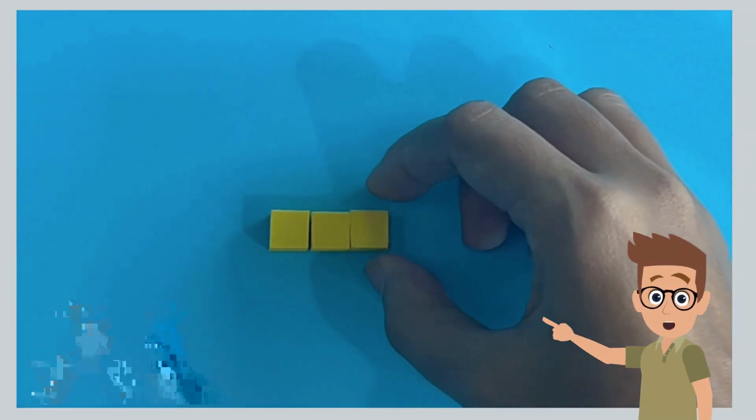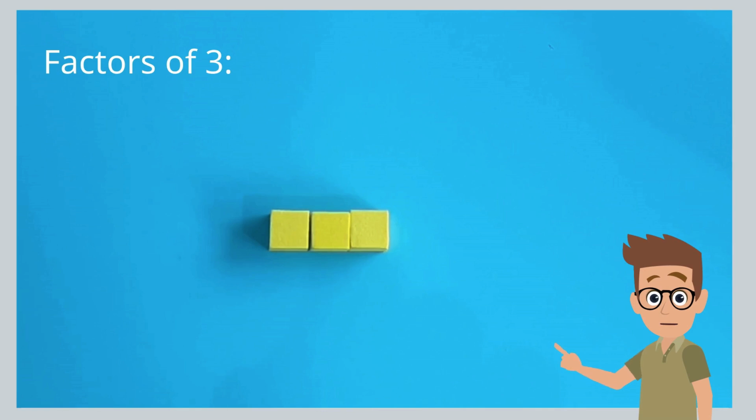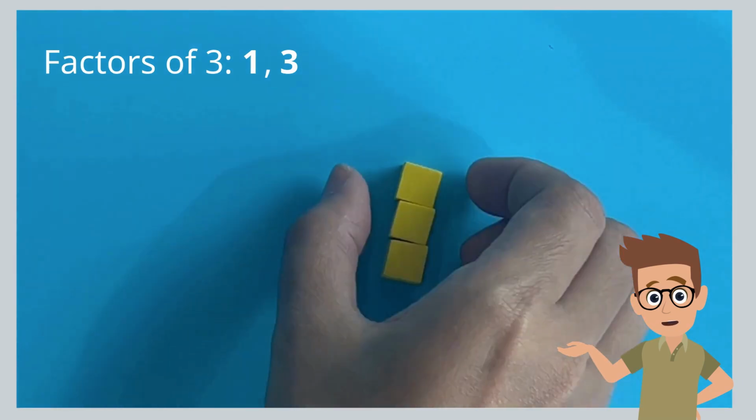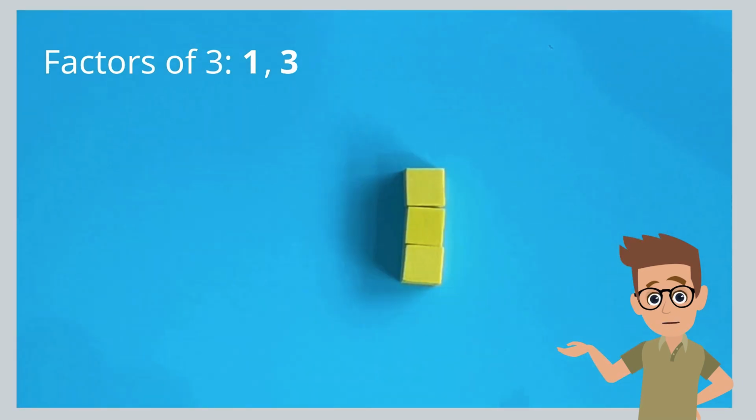Now, let's use 3 cubes to find the factors of 3. In this array, there is 1 row and 3 columns. So, 1 and 3 are factors of 3. We can also arrange 3 cubes in this way. Here, there are 3 rows and 1 column. There is no other array we can form with 3 cubes. This means that the only factors of 3 are 1 and 3.